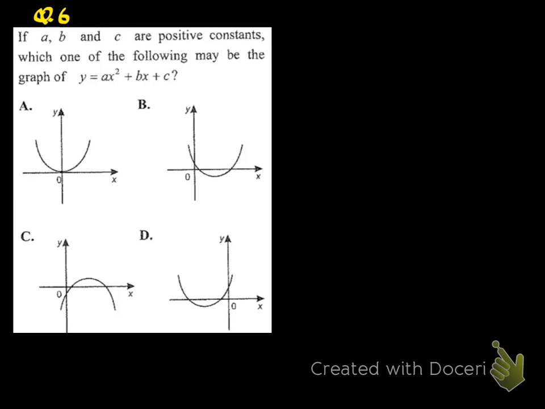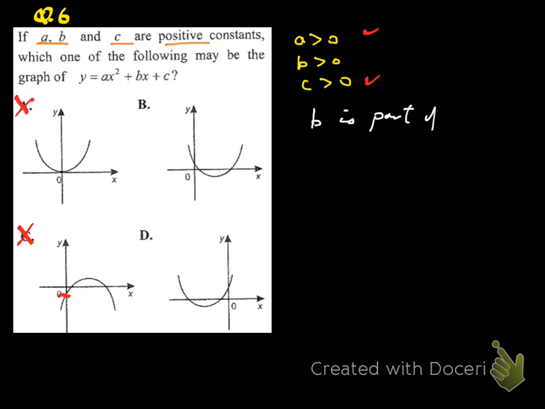In question 6, we know that A, B, C are positive constants. So we need to eliminate some of the graphs one by one. By looking at the intercept first, obviously A and C won't be the case because C is positive. That leaves us with B and D. Both of these satisfy the condition that A is bigger than 0 and that C, the intercept, is positive. But now let's focus on the value of B.